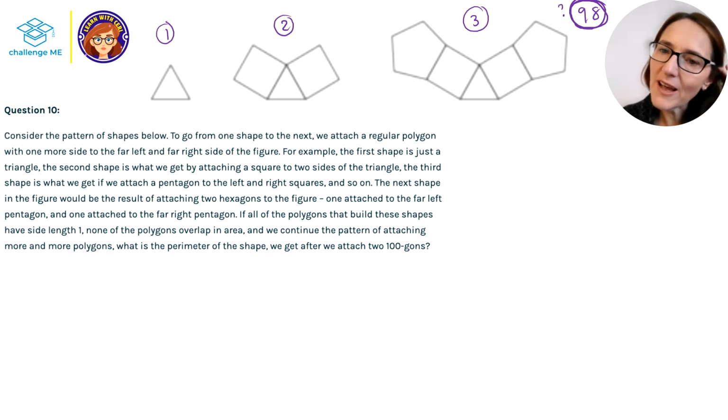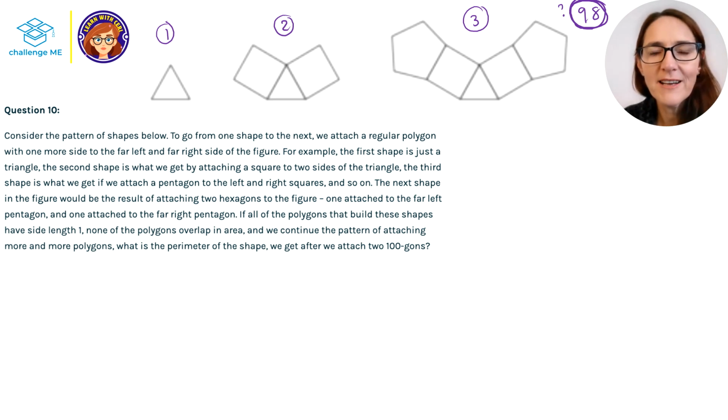What would the size of the perimeter be by number 98? Because that's when you'd add two 100-agons on the end. Okay, let's have a little look at this. I'm going to use my highlighter a bit. We've got 3 sides. Okay, no problem.